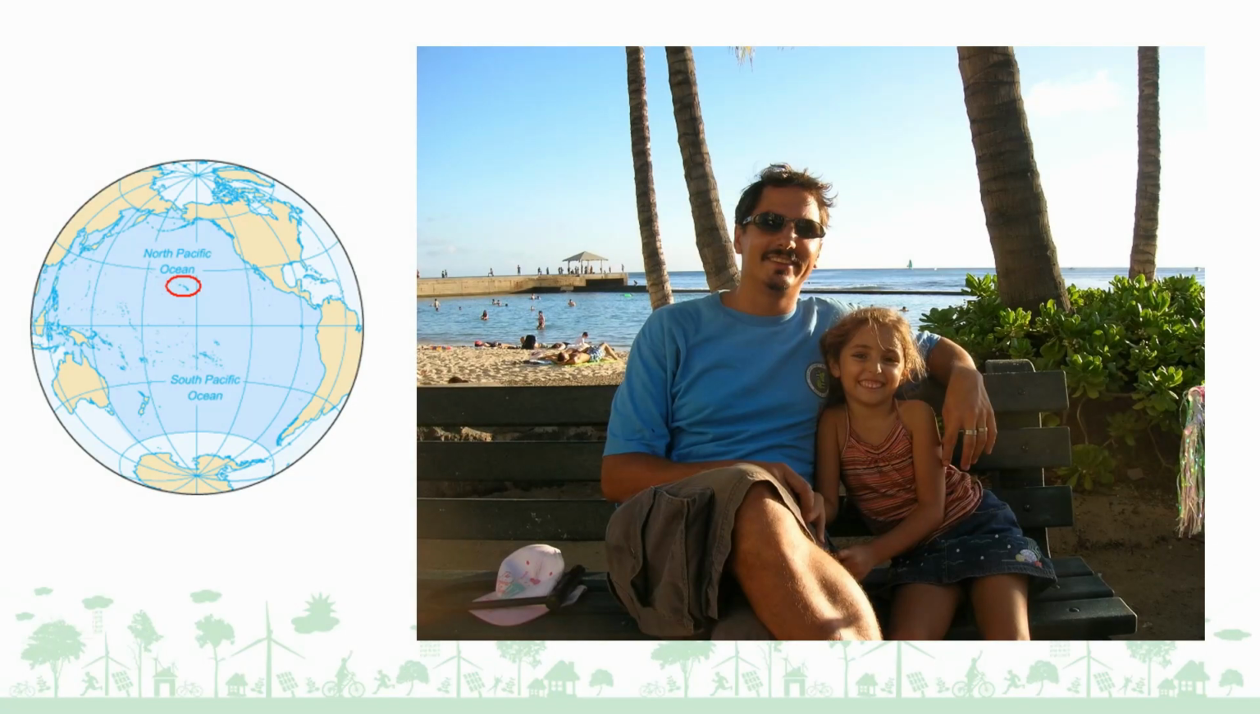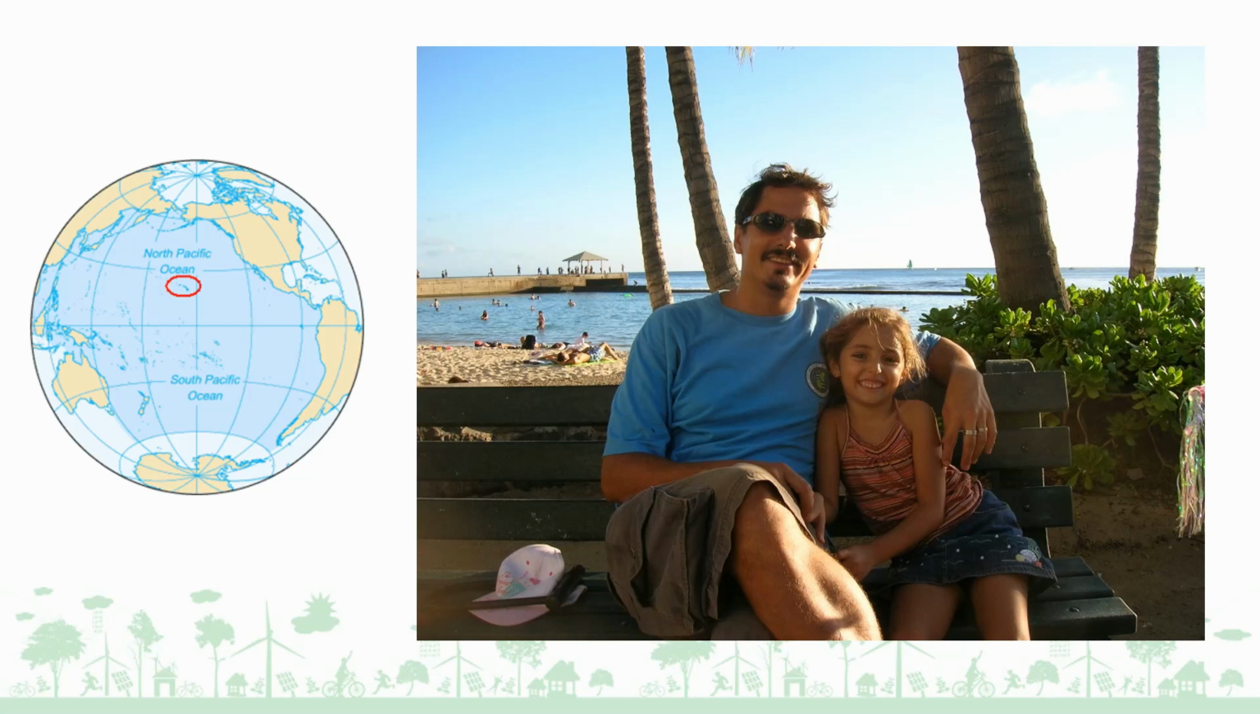So in this picture, you can see me in my younger days, a number of years ago, with my young daughter. Now, we live in Hawaii, and Hawaii is a chain of islands in the middle of the Pacific Ocean, as you can see from the map. Now, like I said, this picture was taken a number of years ago when my daughter was young. She was 5 years old in this picture.